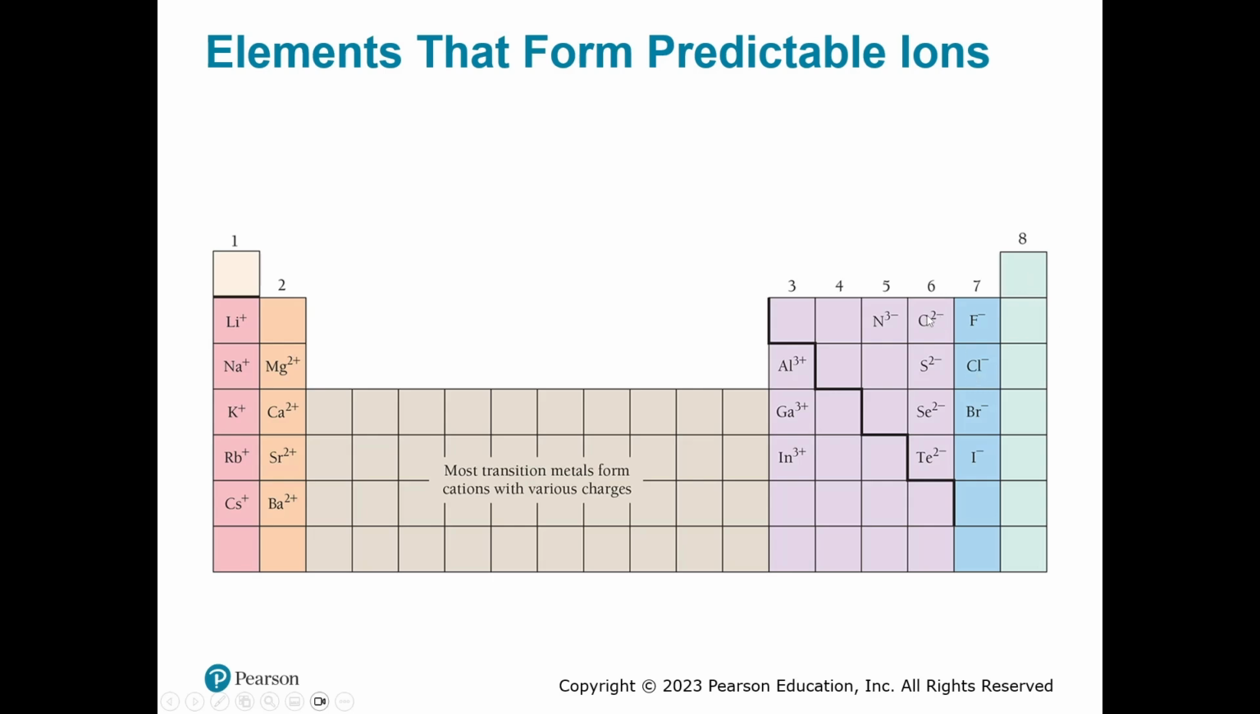So group 2, or sorry, not group 2. Group 1 and 2 will always be +1 or +2. Group 3, or group 13, will always be plus or minus 3. This is because group 3 will essentially just ignore its s orbital and only use its p orbitals. Kind of that exception we saw with copper and chromium in the d block.